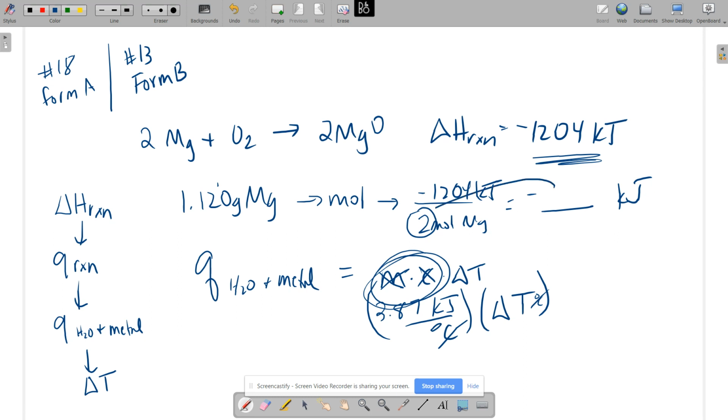All right. So then you can just set that equal to the heat absorbed by the surroundings, and you should be able to figure this out.